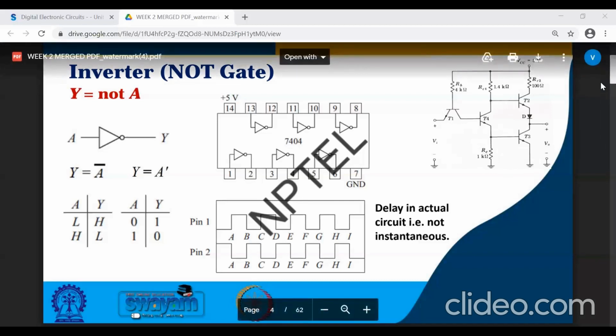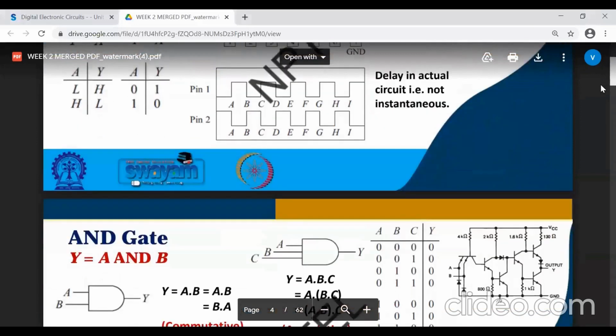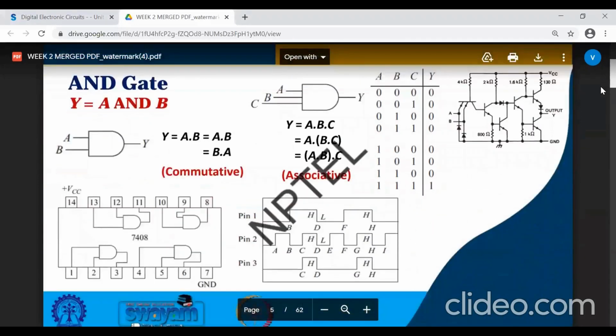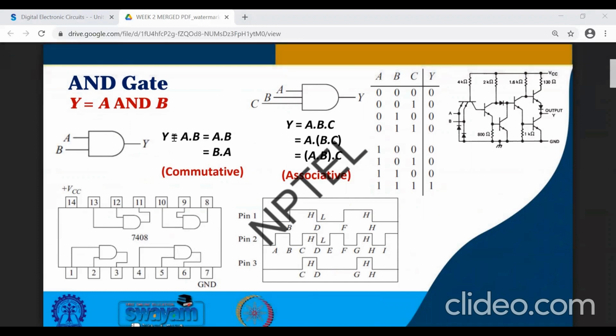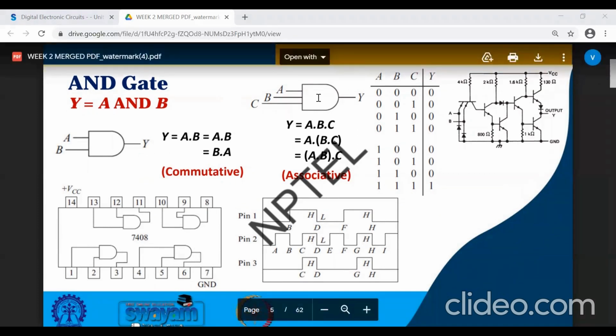Now we will see the second type of gate, that is AND gate. The symbol of AND gate is given here. It has two inputs A and B and output is Y. The Boolean expression is Y is equal to A dot B. Here this AND gate has three inputs, that is A, B, C, and output is Y. The truth table of AND gate is given. A, B, C are the three inputs and Y is the output.